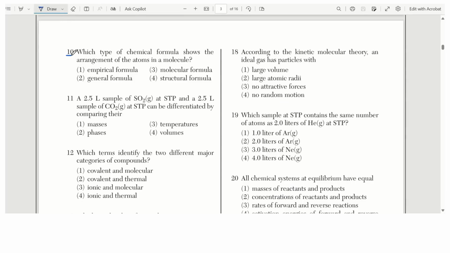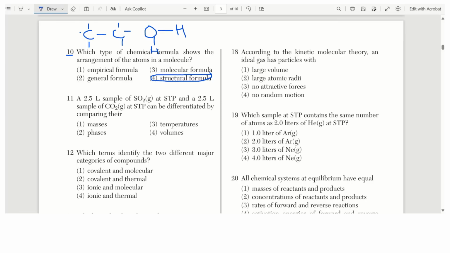All right, we're on to question 10. Which type of chemical formula shows the arrangement of the atoms in a molecule? So, for example, which one would show that water looks like this, or that ethane looks like this? So what kind of formula shows the arrangements? Yeah, it's structural formula. That's the one that shows the arrangement.